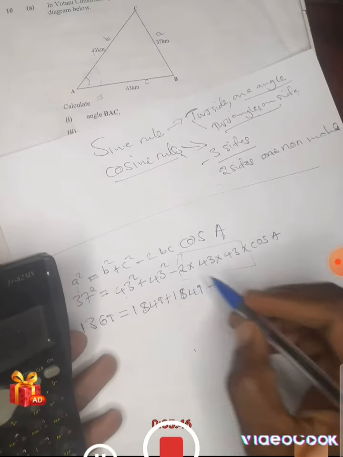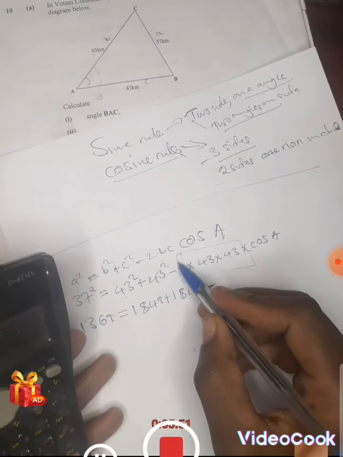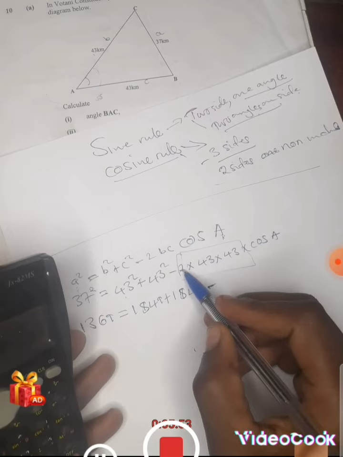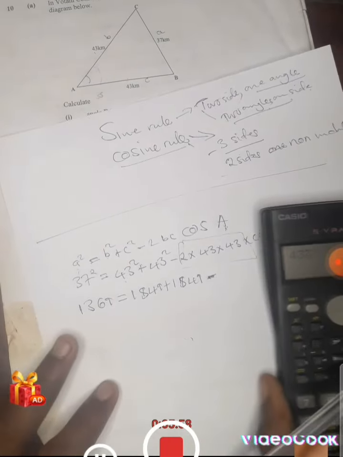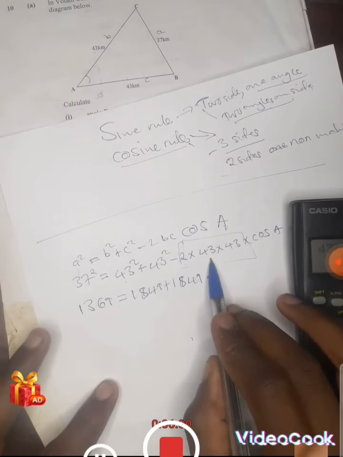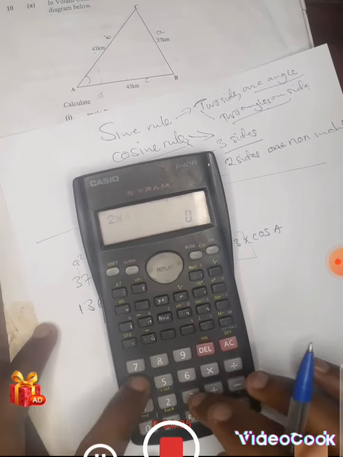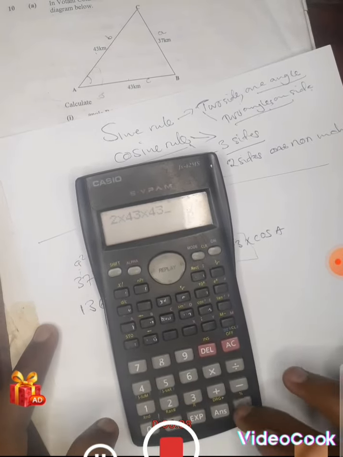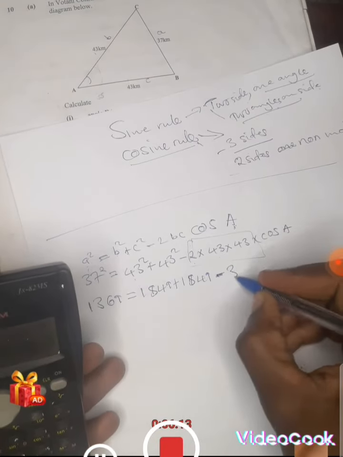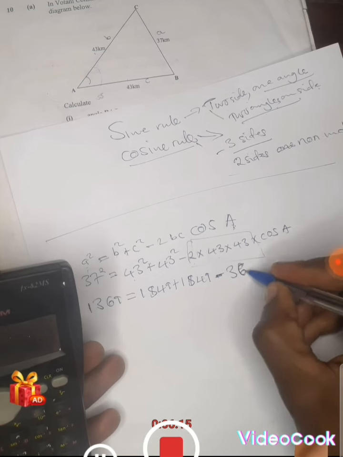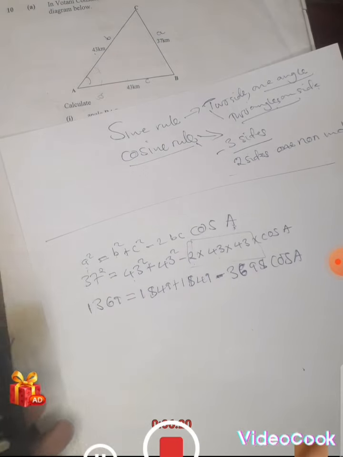So be careful when multiplying. You have to take note if you have put a negative here, meaning that you do not include this one as negative 2. Okay, so negative, then we have 2 times 43 times 43, which is equal to 3698. So 3698 cos A. We group like terms.